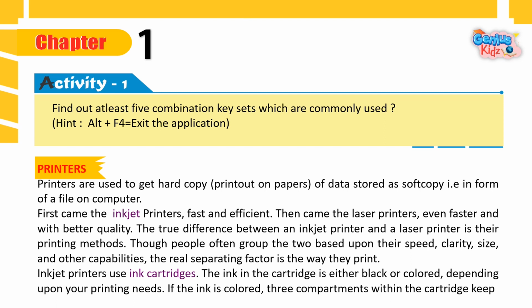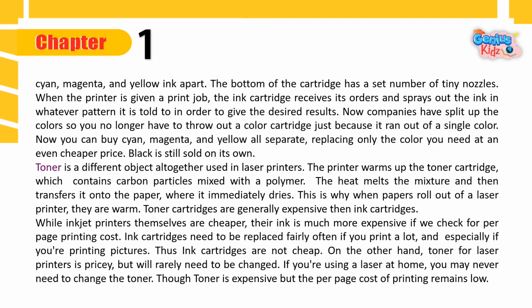The true difference between an inkjet printer and a laser printer is their printing methods. Though people often group the two based upon their speed, clarity, size, and other capabilities, the real separating factor is the way they print. Inkjet printers use ink cartridges. The ink in the cartridge is either black or colored, depending upon your printing needs. If the ink is colored, 3 compartments within the cartridge keep cyan, magenta, and yellow ink apart.